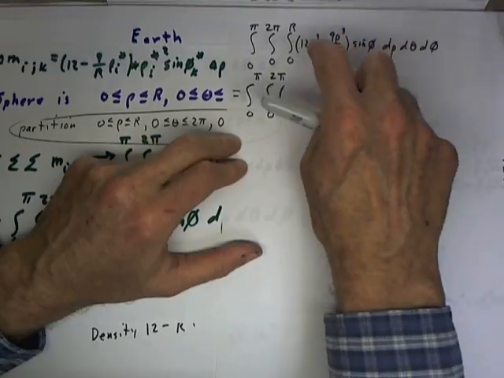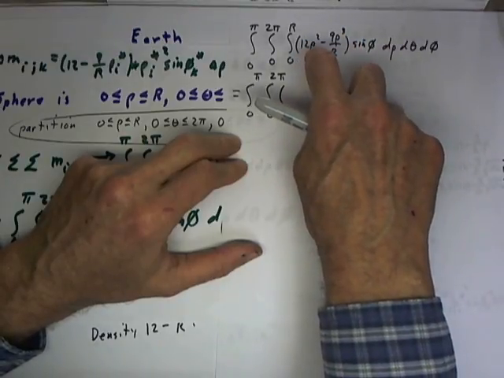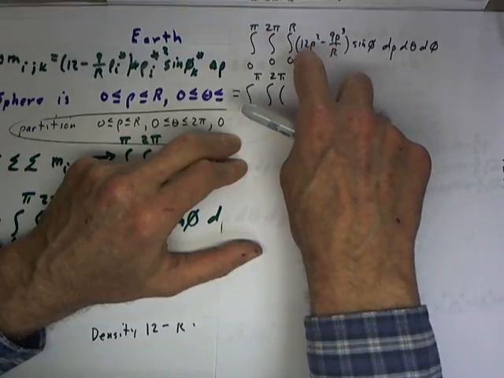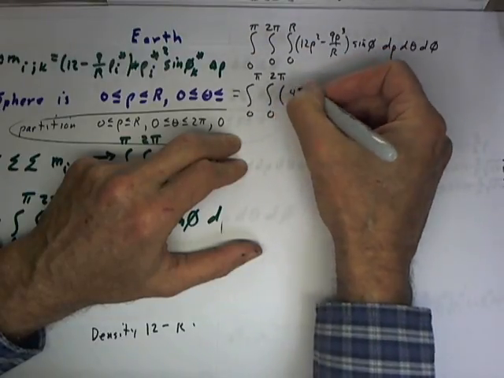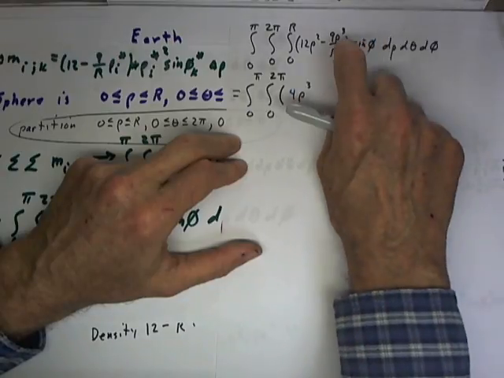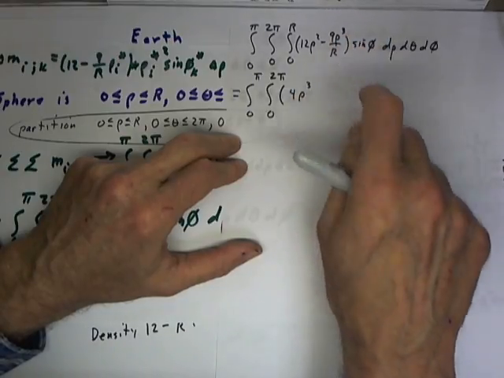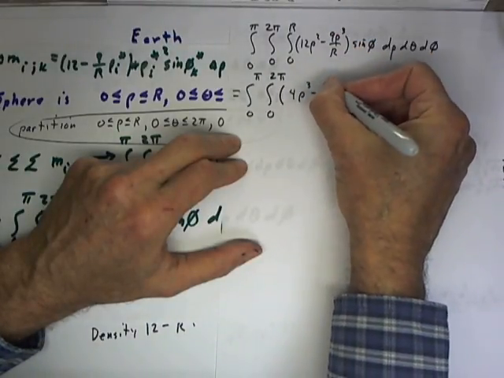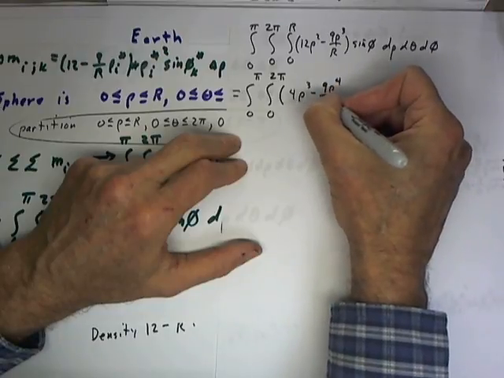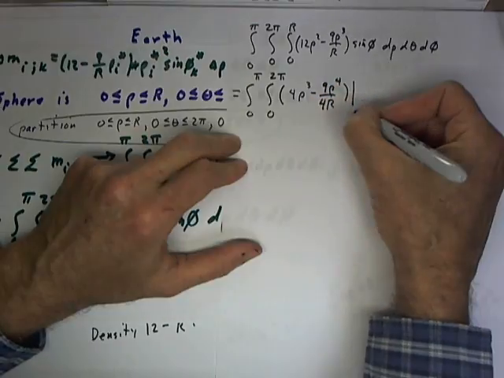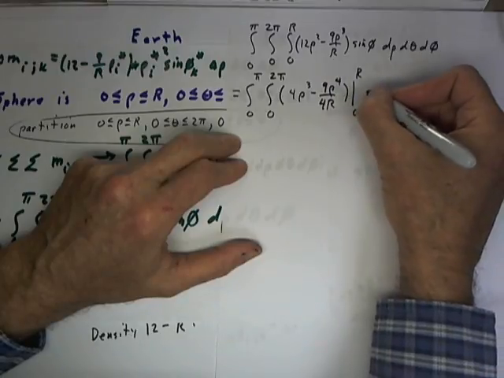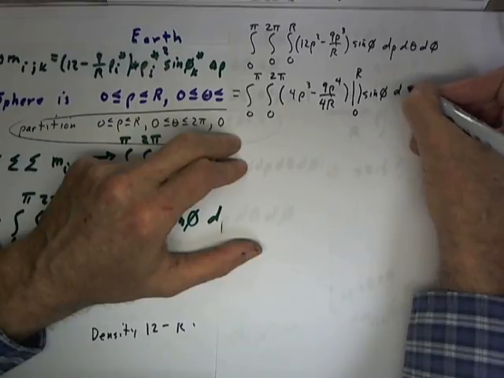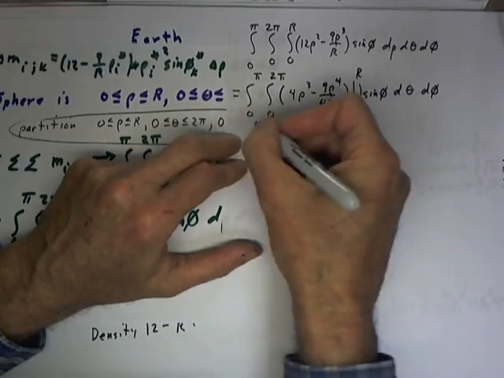We're going to treat sine phi as a constant and integrate with respect to rho. The antiderivative of 12 rho squared is 12 times rho cubed over 3, and that's going to give us just 4 rho cubed. The integral of rho cubed is rho to the 4th over 4, so we're going to have 9 rho to the 4th over 4R. That's evaluated between 0 and R, and then we've got our sine phi, d theta, d phi.